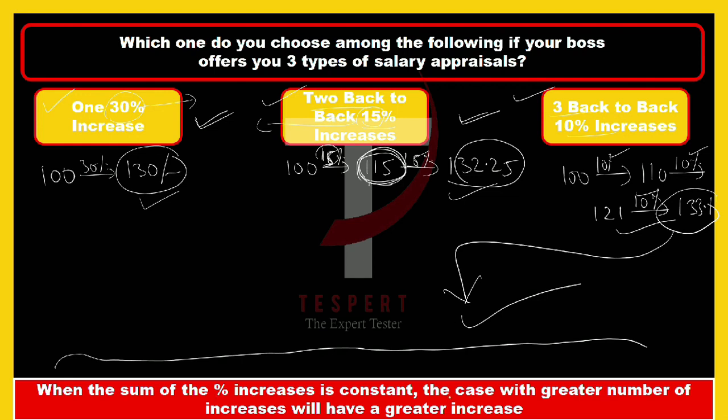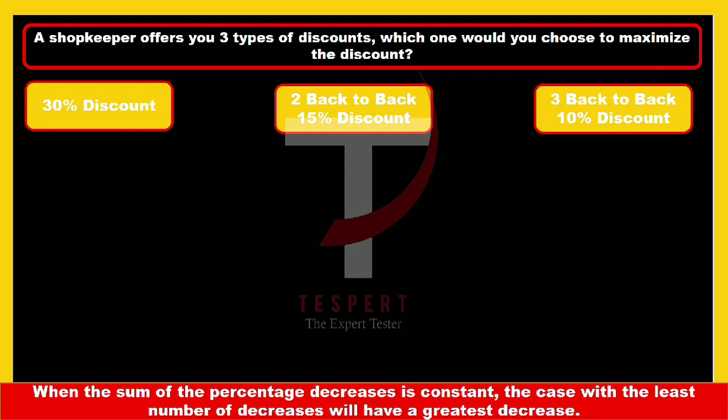The case with a greater number of increases will have a greater increase. Here, what is the greater number of increases? Here, 3 is greater, right? Here there is only 1 increase. Here, 2 increases. Here, 3 increases. So in this case the final result will be the highest compared to the others, okay? So let's move on to the next one. See, these are just to make you understand the concept in a better way, okay?